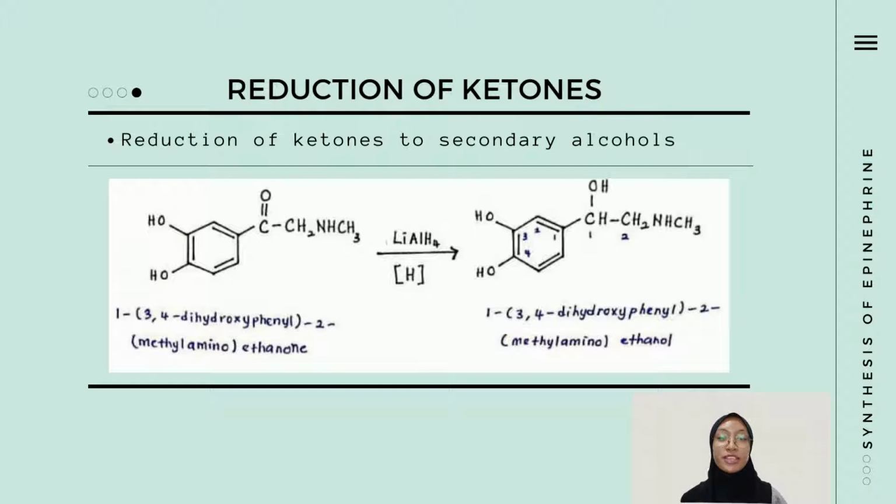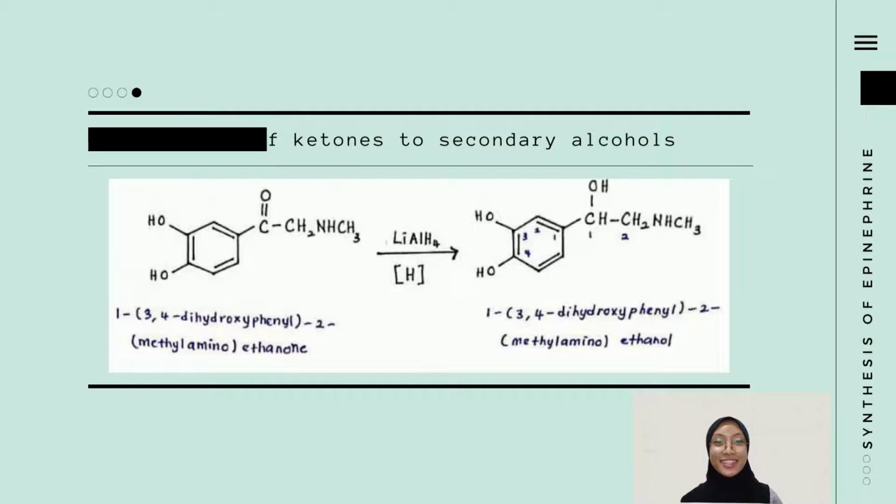The final step of the synthesis of epinephrine is the reduction of ketones to secondary alcohols. Lithium aluminum hydride reacts with the carbonyl group in 1,3,4-dihydroxyphenyl 2-methylamino ethanol and reduces it to give a secondary alcohol in 1,3,4-dihydroxyphenyl 2-methylamino ethanol. That is the final product of this synthesis of epinephrine or adrenaline.